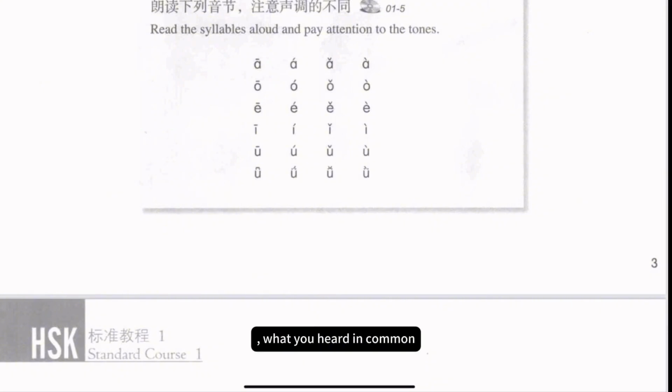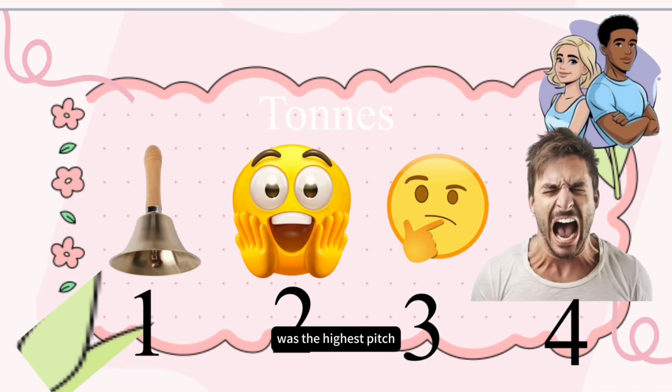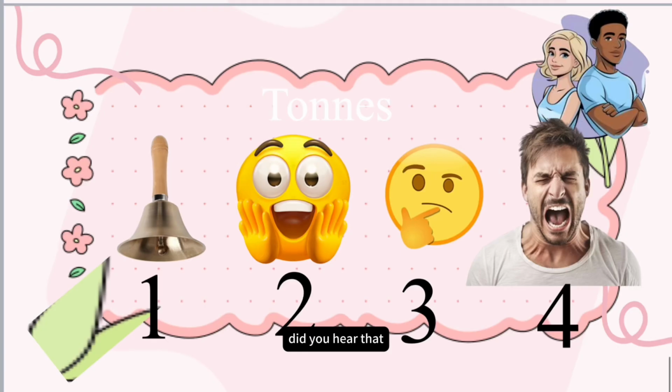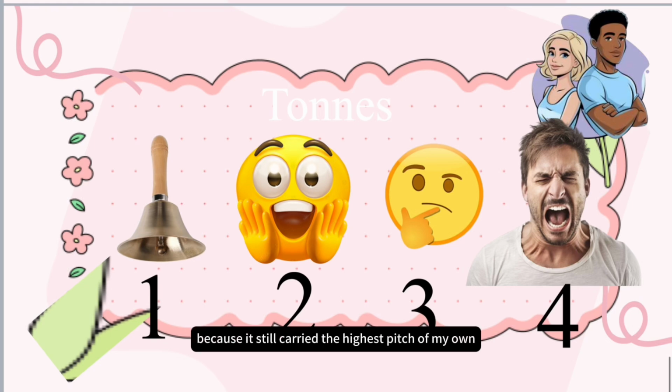What you heard in common was the highest pitch. No matter the voice tone, maybe you have a very deep voice or a very loud voice, it will still sound as the highest pitch of your own voicing. Let me try to repeat that in a deep voice. O, E, U. Did you hear that? Even though my voice tonation sounded like it was changing, the tone still remained the same because it still carried the highest pitch of my own voicing.